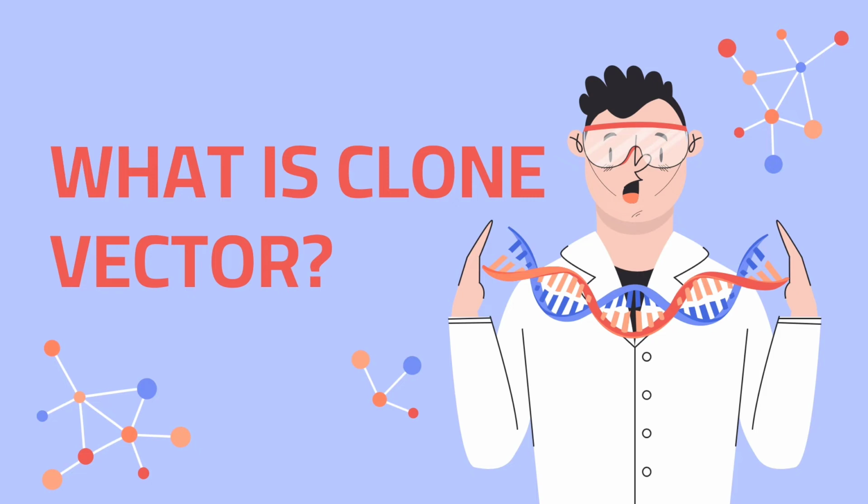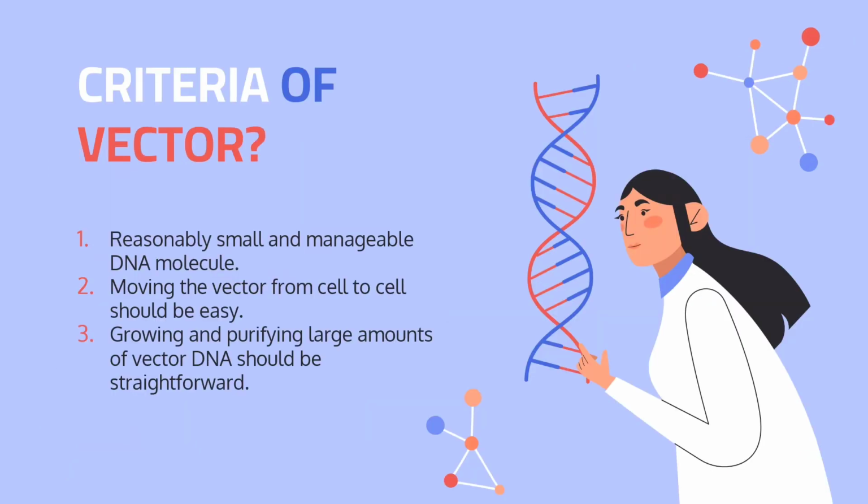into a cloning vector. Next, the criteria for a vector: first, it is a reasonably small and manageable DNA molecule. Second, moving the vector from cell to cell should be easy, and the last is growing and purifying large amounts of vector DNA should be straightforward.